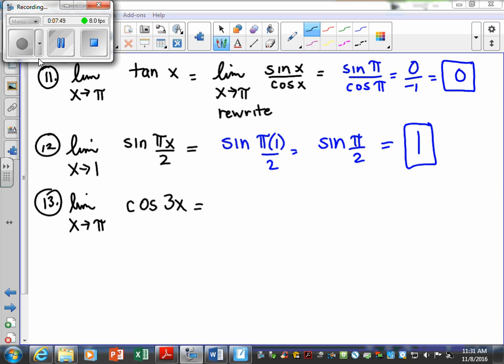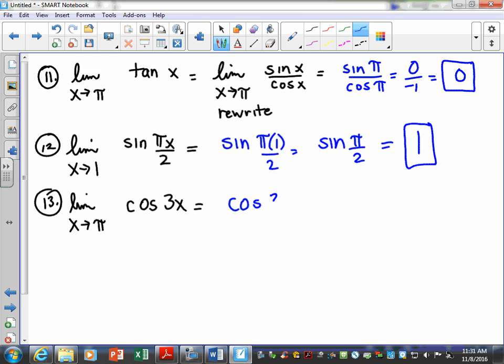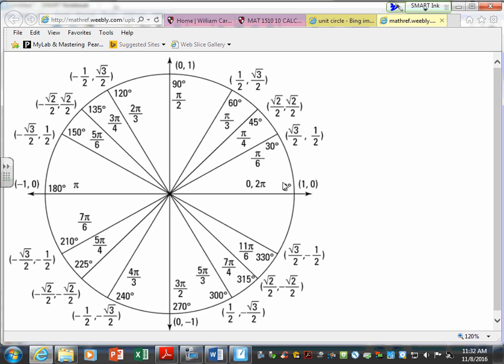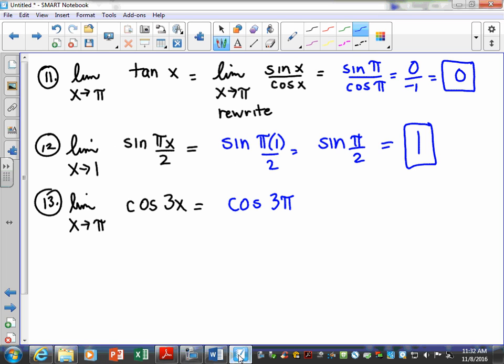Limit of cosine of 3x as x approaches pi. Direct substitution, we'll attempt that first. So it's going to be the cosine of 3 pi. Now keep that in mind when we go around the unit circle. How much is it to go all the way around the unit circle? 2 pi, so really 3 pi puts us over here, right? What is the cosine value at 3 pi? Yeah, good job. So that's just going to be negative 1.